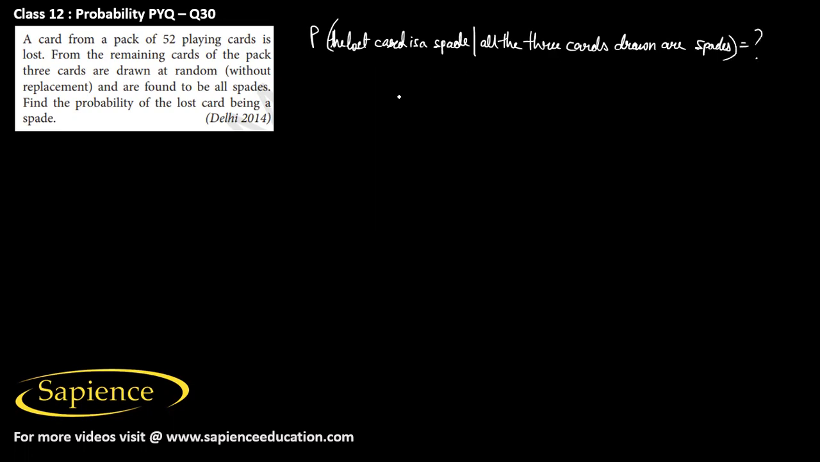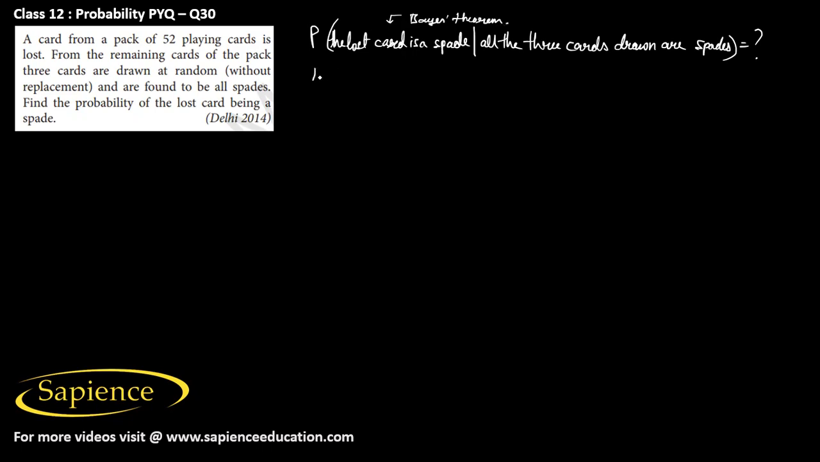So here it is asked to find the probability that the lost card is a spade, given that all the three cards drawn are spades. All the three cards drawn are also spades. So this we have to find. So here also we have to use the Bayes theorem, actually. Bayes theorem we have to use.